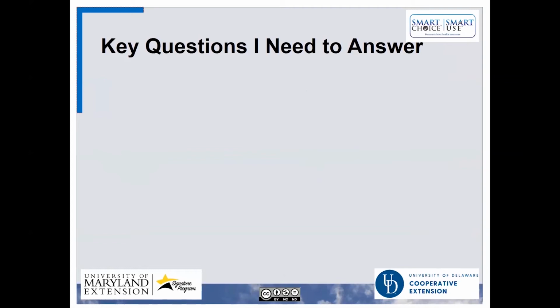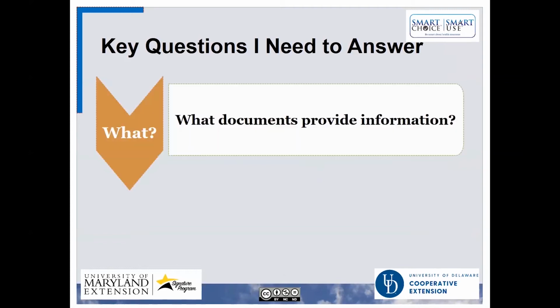Yep. Okay, good, good. So now we're going to look at the key question of what documents provide information about your costs that go along with healthcare, and what documents you need to assist you through this process.